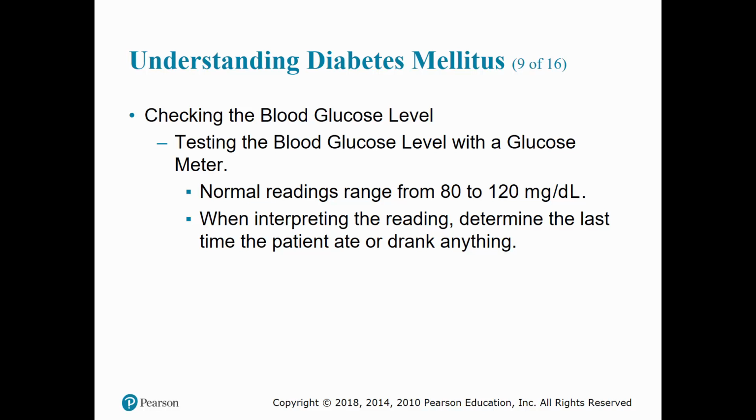Now, to check a patient's blood sugar, we use what's called a glucometer. Blood glucose is measured in milligrams per deciliter. The body normally maintains blood glucose levels within a wide range from 70 to 140. The specific level within this range depends on the last time the patient ate or drank, especially carbohydrate-containing foods and drinks, and other factors such as exercise, diet, and activity.